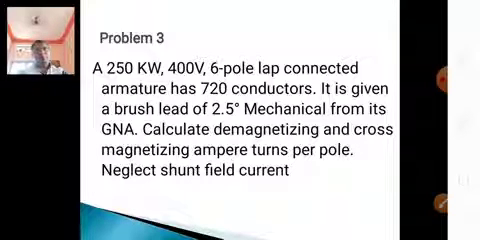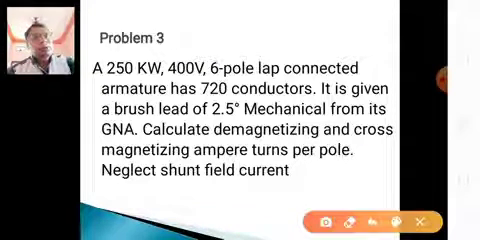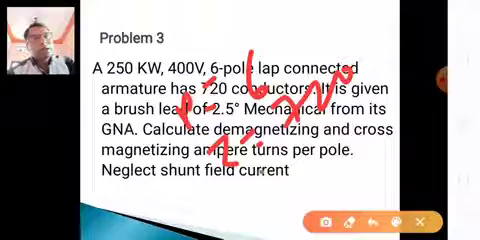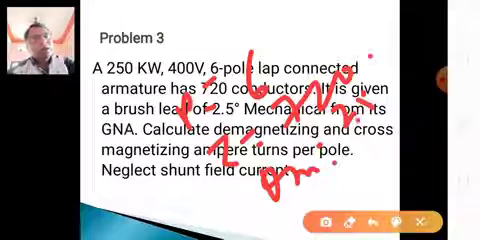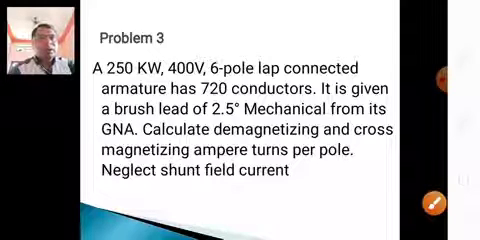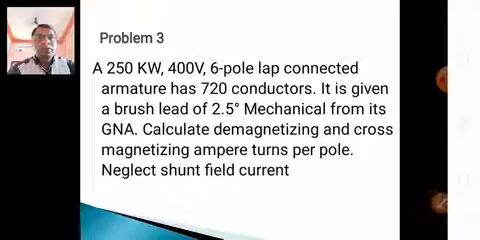6-pole, pole P equal to given 6. The number of conductors Z equal to 720 conductors. The theta m is equal to 2.5 mechanical degrees from geometrical neutral axis. Here the power is given, so from that we have to find the value of I, that is equal to P by V. So calculate the demagnetizing. Already we know the formulas. Demagnetizing ampere turns per pole is Z into I into theta m by 360. And cross magnetizing ampere turns per pole is Z into I into 1 by 2p minus theta m by 360.